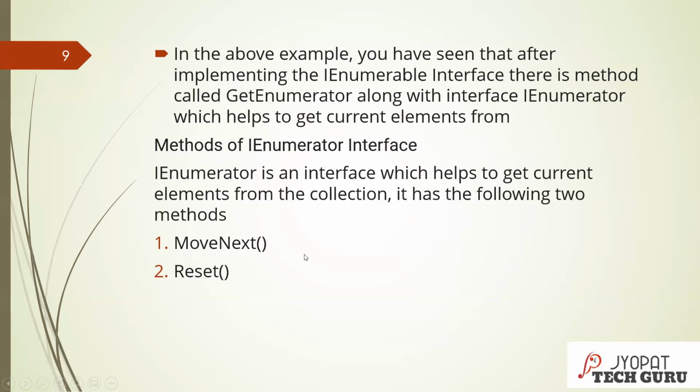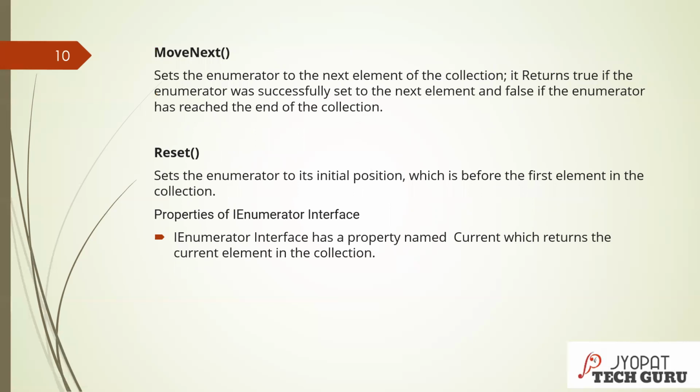So what is this IEnumerator? It is also an interface. This interface contains the 2 standard methods called MoveNext as well as Reset. IEnumerator is an interface which helps to get the current elements from the collection. We also have a property called Current, the return type of which is object. And we have the MoveNext as well as Reset methods.